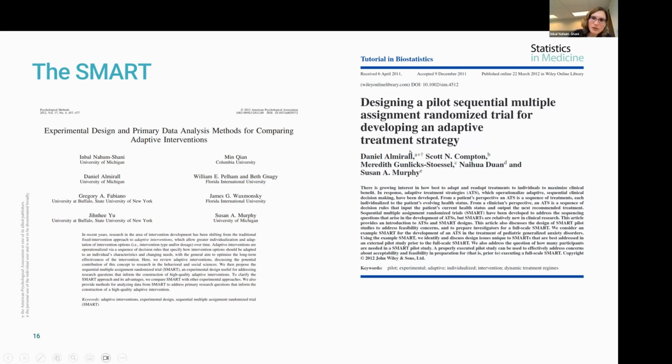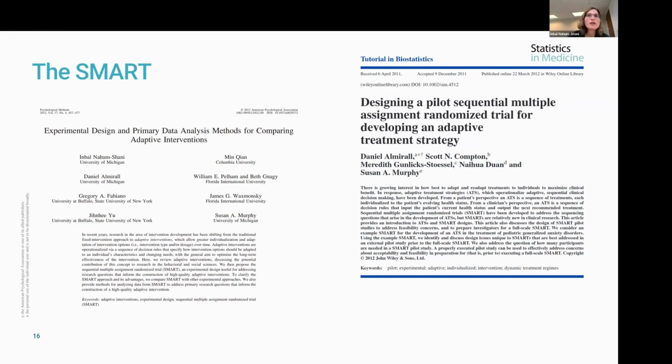This manuscript on the right is by my amazing colleague, Danny Almirall. The reason I highly recommend it is because I know many of you are in a phase where you're considering a SMART or an MRT or a hybrid as part of the preparation phase, in preparation or to obtain preliminary evidence to prepare for a full-scale trial. So this is where Danny explains how to use a SMART as a pilot study, what you should focus on, what kind of scientific questions, and also how to plan sample size for pilot SMARTs.